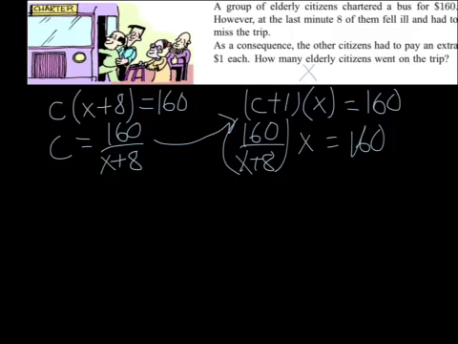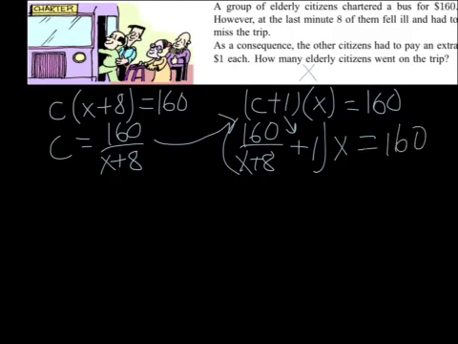And now what we can do, oh, my mistake. Let's back up a little bit. There's one thing we forgot about, and that of course is our plus 1 from here. And that is times X, and that still equals 160. Okay, now we can continue.